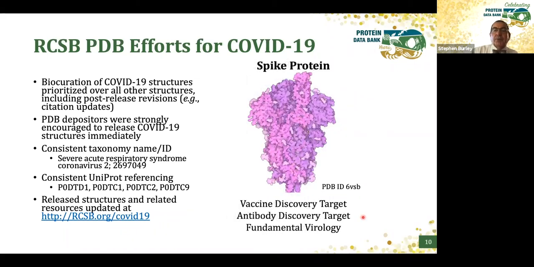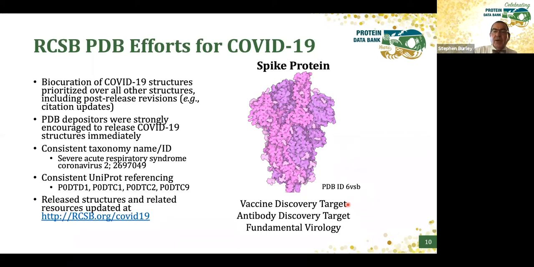And then many of you have seen renditions of this protein on the TV news. This is the spike protein from the virus. It's a trimer consisting of a total of three identical subunits that may be conformationally different, even though their amino acid sequences are exactly the same. And it's this spike protein that binds to the angiotensin converting 2 enzyme on the surface of human cells and allows the virus to gain entry. It's a vaccine discovery target.